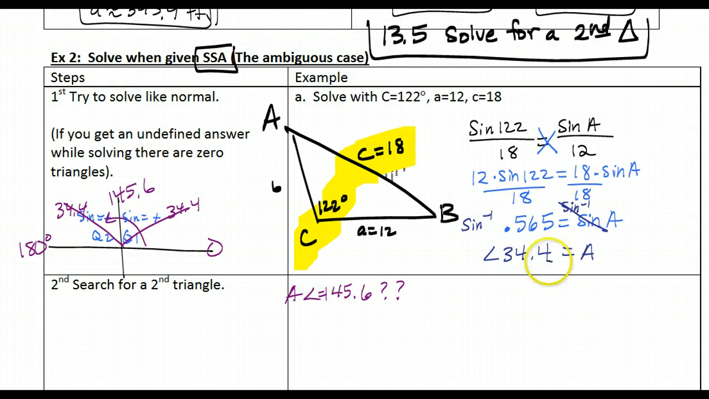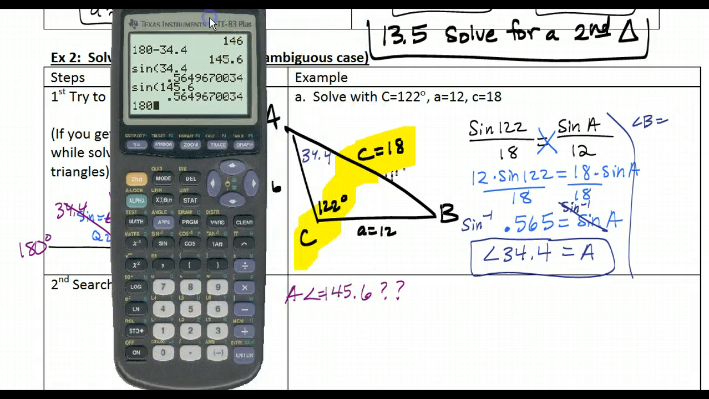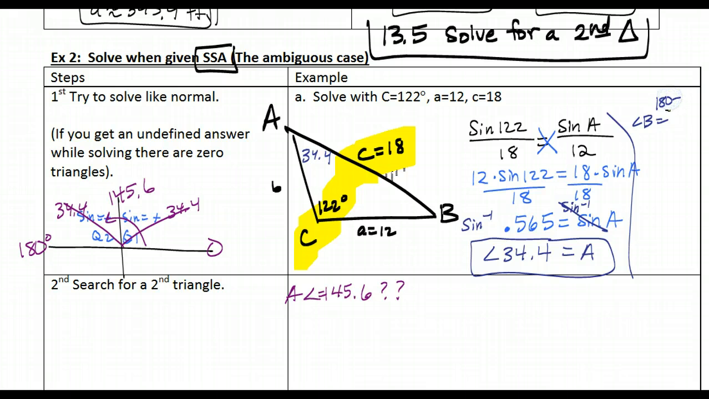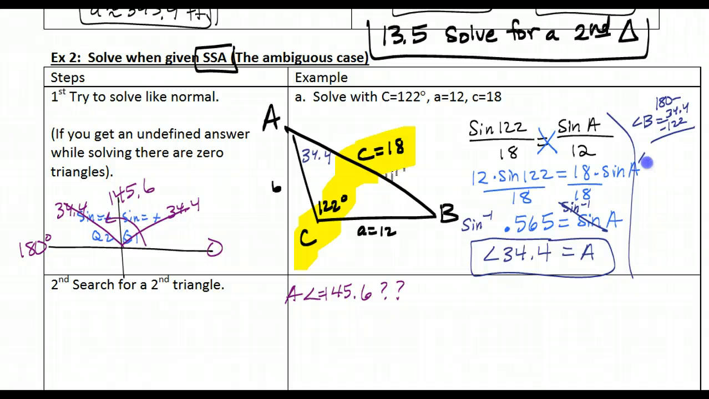Let's go back and finish solving this triangle. So right now all I've done is solve for angle A. Based off of that, let's solve for angle B. Solving for the third angle is always the easy part, right? All I gotta do is subtract from 180, because my three angles in a triangle add to 180. So I'm gonna subtract off 34.4 and the 122 that I got: 180 minus 34.4 minus 122. And I get 23.6. So angle B is 23.6 degrees.